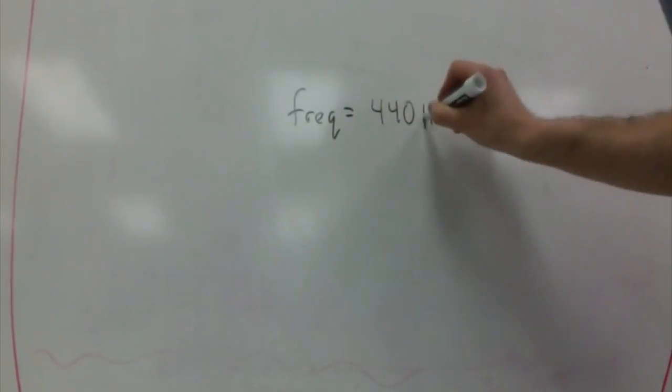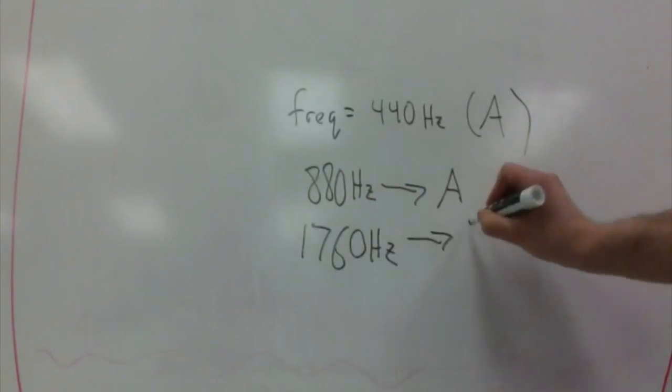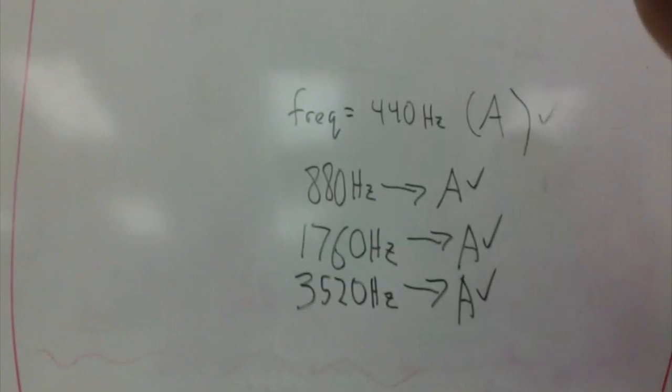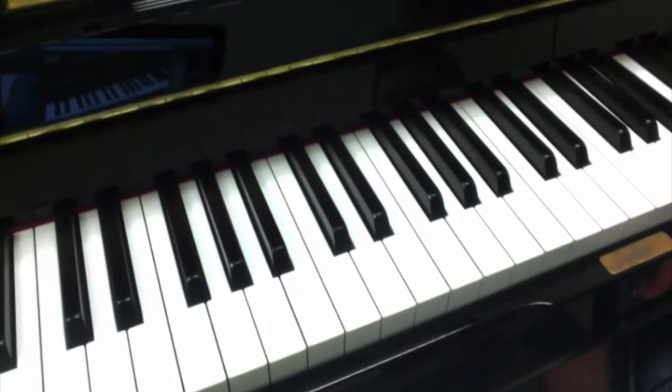So say we have a frequency vibrating at 440 Hz, or an A. 880 Hz is also an A, as is 1760, and finally, 3520 is also an A. Alright, so now that we know about harmonics, let's find them on the piano.